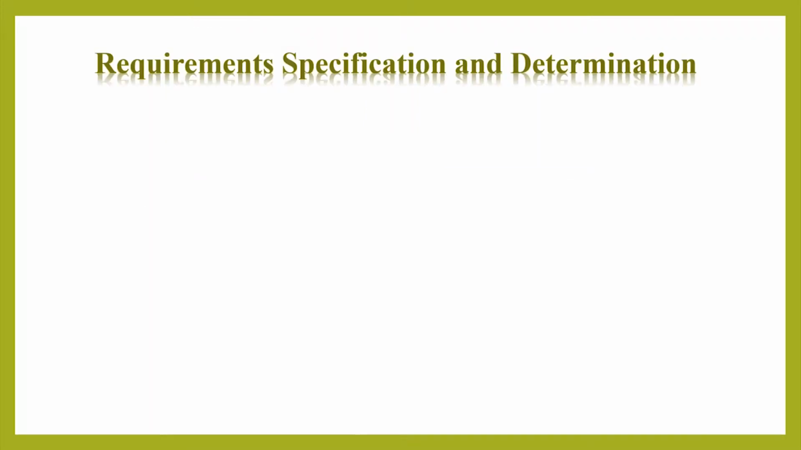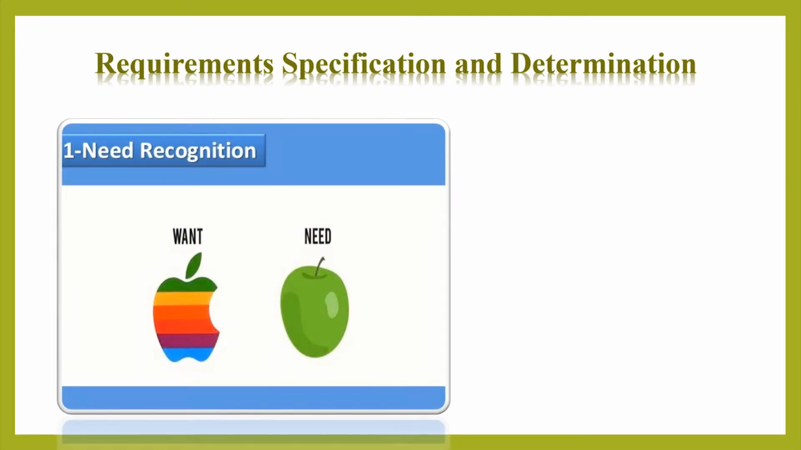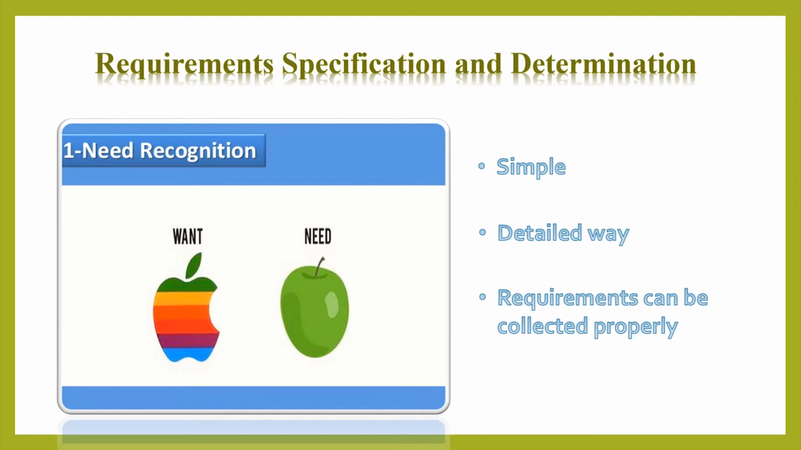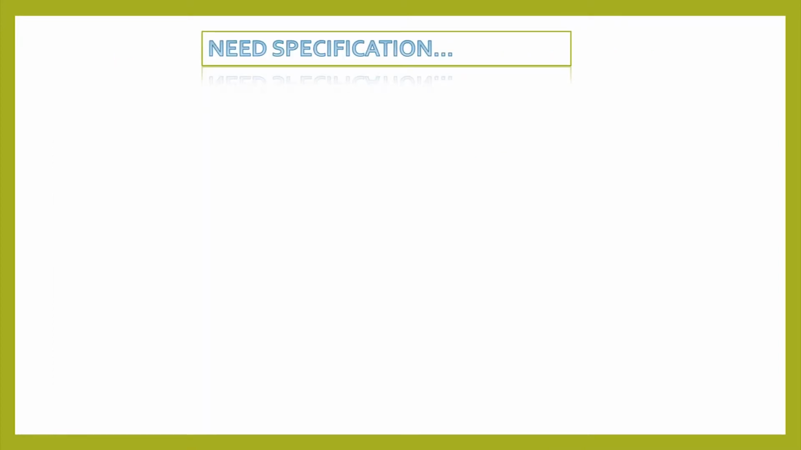First, requirement specification and determination. This phase is the most important and fundamental stage in SDLC. It is used for the recognition of the need of the user after studying the problem. Before starting this phase, the problem must be defined in a simple and detailed way so that proper requirements can be collected. So, the first step is to specify these needs or requirements.